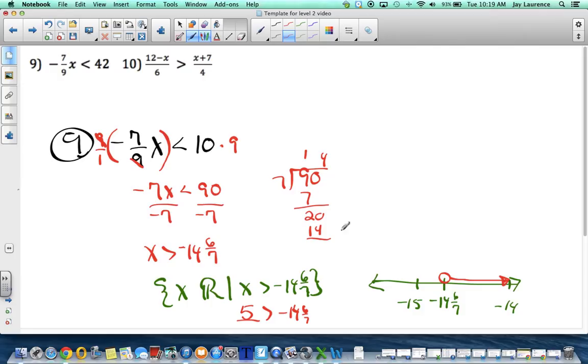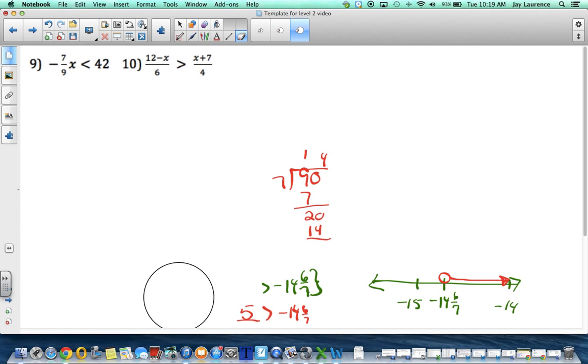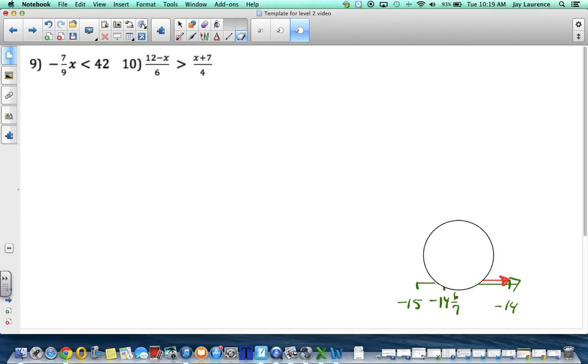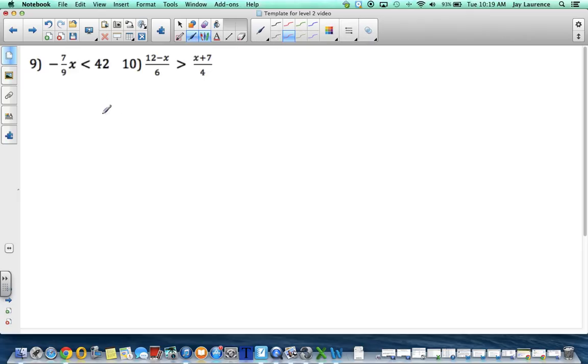Okay, very good. Now number 10, let me use the bigger eraser here. All right. If you need to see that, you can always rewind that part of the video, right? Not a big deal. All right, number 10. 10 is 12 minus x over 6 is greater than x plus 7 over 4.